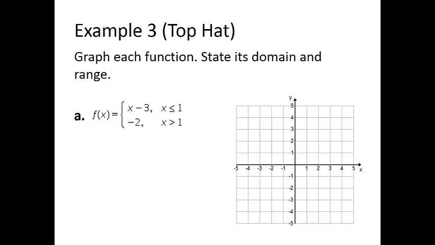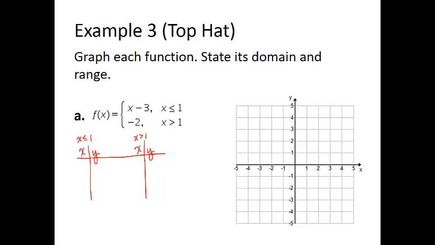So let's look at some examples. We want to graph these functions and state their domain and range. We have f of x equals x minus 3 if x is less than or equal to 1, or negative 2 for x greater than 1. So we're going to make a table for the first piece and a table for the second piece. The first piece, my x values are only less than or equal to 1. My second piece, x has to be greater than 1.